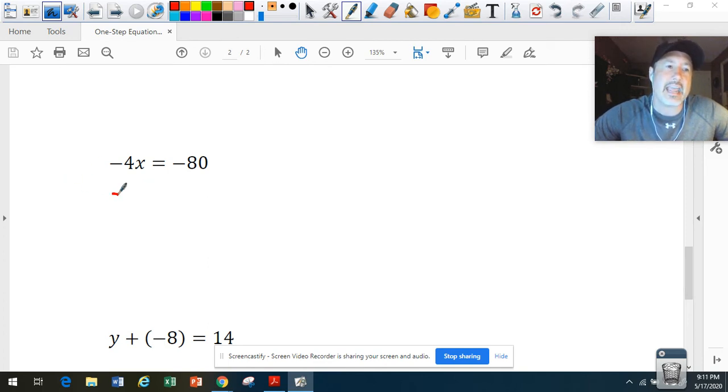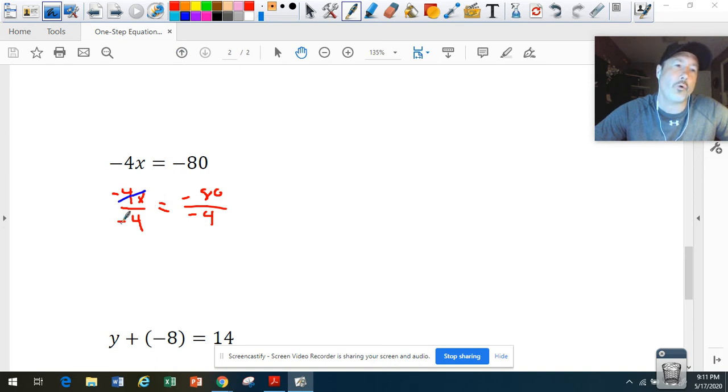So we get negative 4x over negative 4, because I'm dividing it by negative 4. Keep that x up there. Do not divide it by negative 4x, because that cancels that whole thing out and becomes 1. Don't do that. We need that x there. Equals negative 80 over negative 4. Now as you can see here, this negative 4 over negative 4 cancels out, and I'm left here with x. Clean up your garbage.